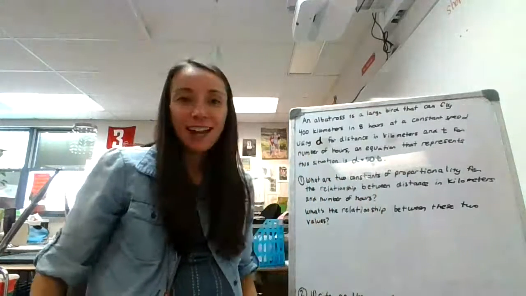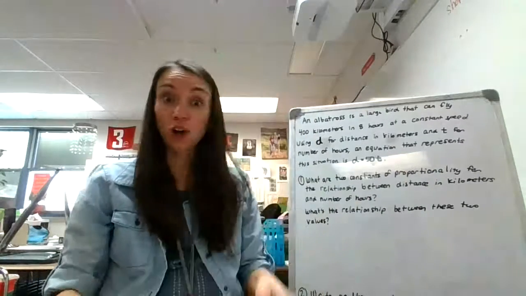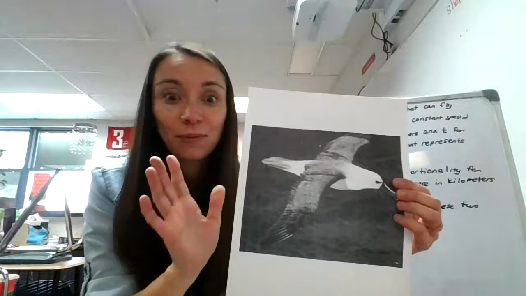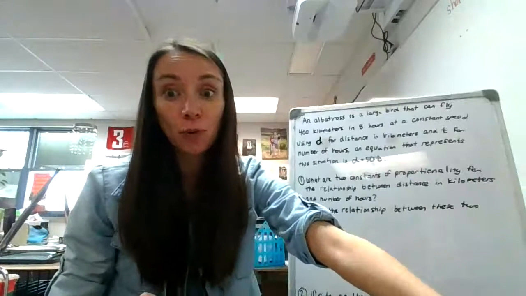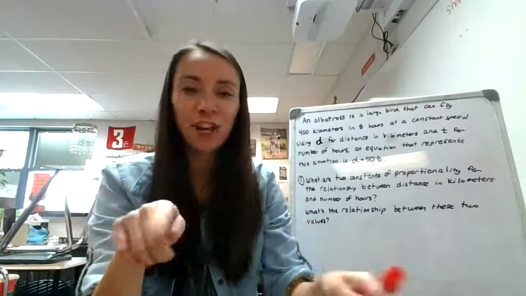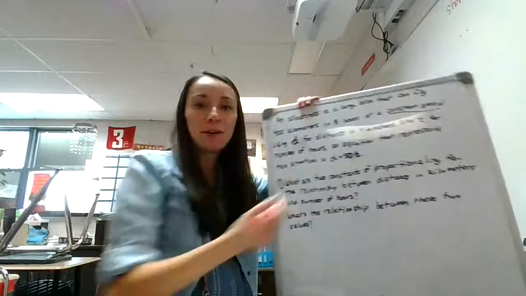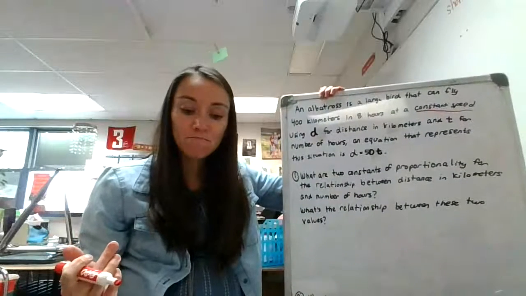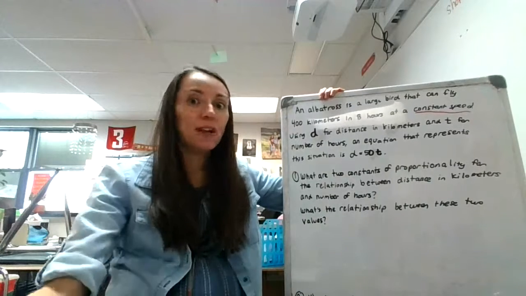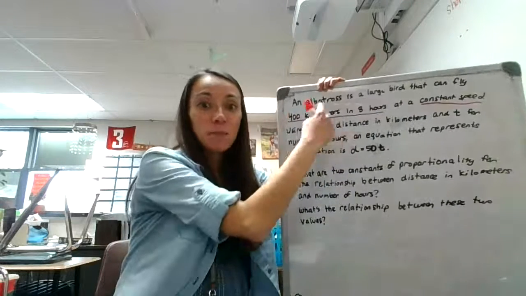So you should be on page 19 out of your course support packet. It says there that an albatross, this is an albatross, like a giant seagull is what it reminds me of. Anyway, an albatross is a large bird that can fly 400 kilometers in 8 hours at a constant speed. In your packet, go ahead and underline constant speed. And think about what it implies when something says constant speed. Well, that's a hint that it's going to be a proportional relationship, okay? So this situation where it's flying 400 kilometers in 8 hours is going to be proportional.